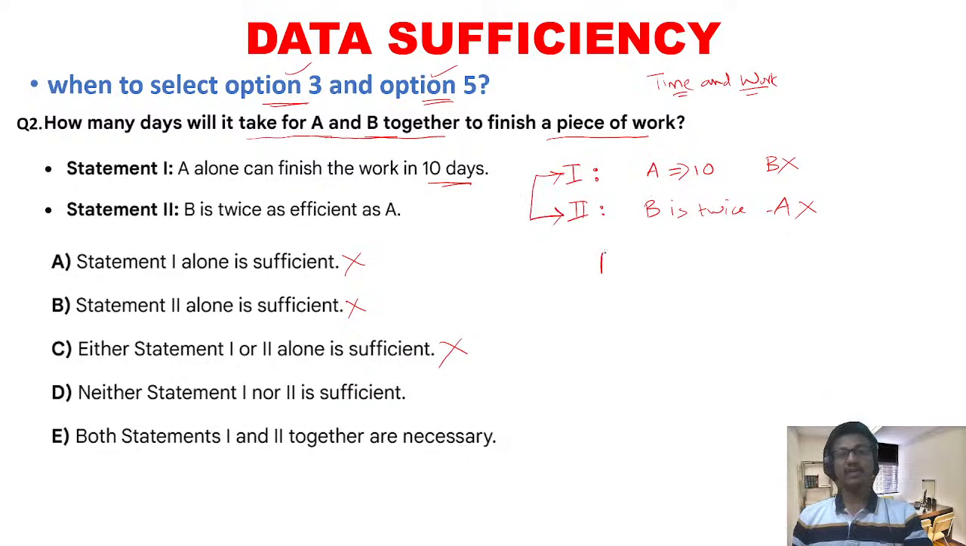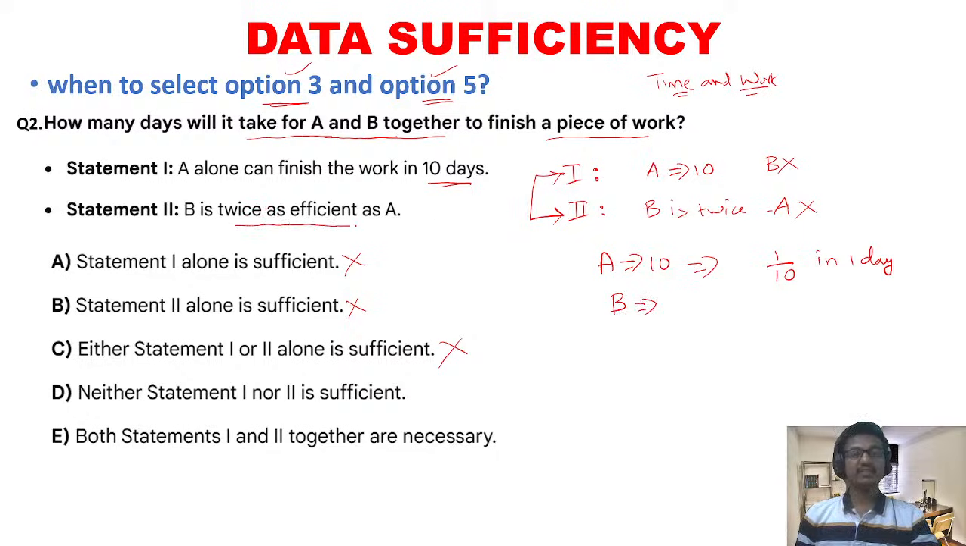Okay, now if A can do the work alone in 10 days, then what is his work in one day? How much work can he do? He can do 1/10 of the work in one day. Yes or no?